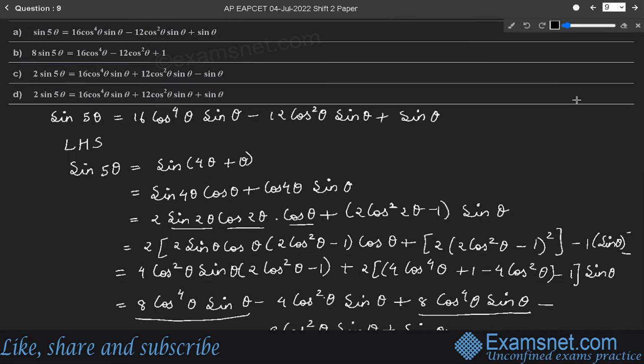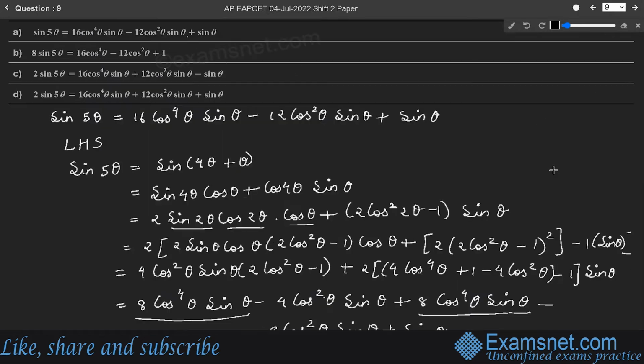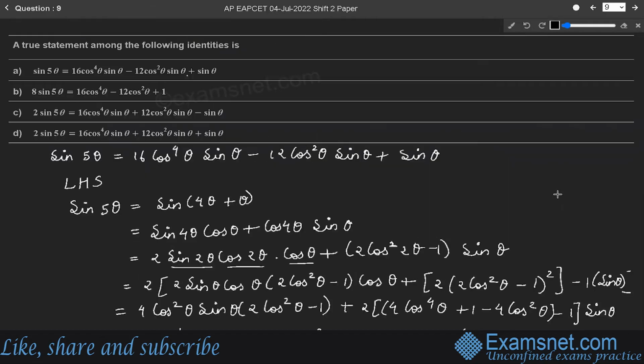So let us check in the first equation. The RHS is 16 cos^4 theta into sine theta minus 12 cos^2 theta into sine theta plus sine theta. And this is exactly the value which we have solved and finally found. So we can say that statement 1 is absolutely correct because LHS proves the RHS. Therefore, option A is correct for this question.